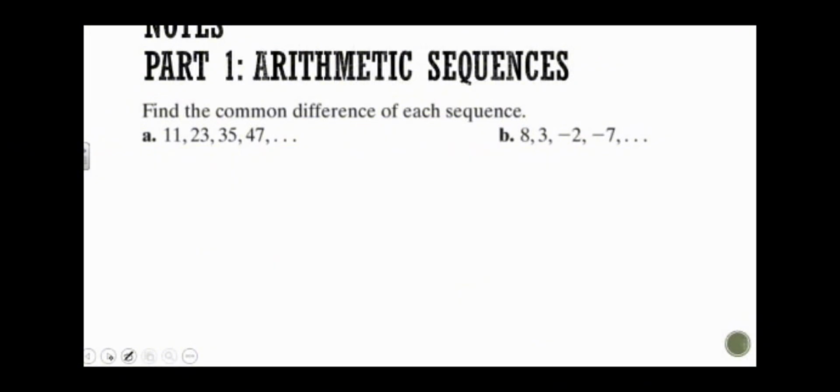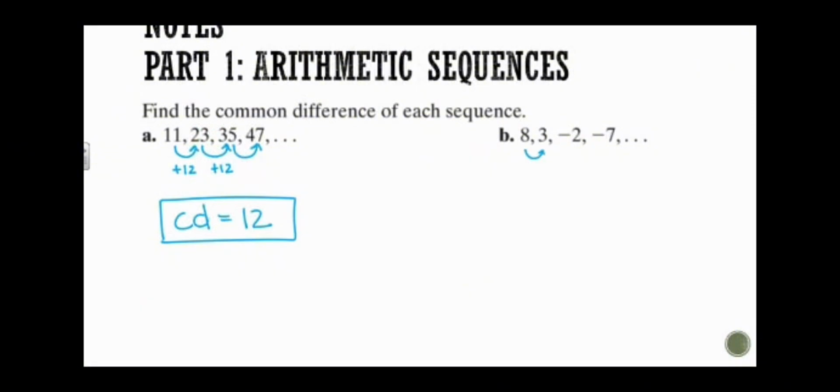So let's find the common difference of each sequence. What we're asking ourselves is, what do I have to do to each number to get the next one? So to go from 11 to 23, I gotta add 12. And then double check that that works. If you do 23 plus 12, you definitely get 35. So the common difference is 12.